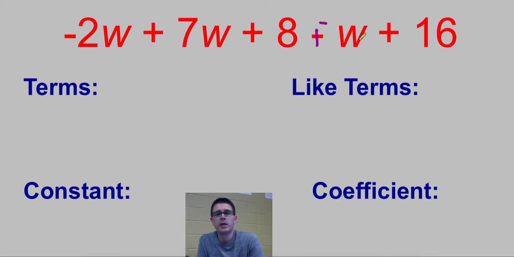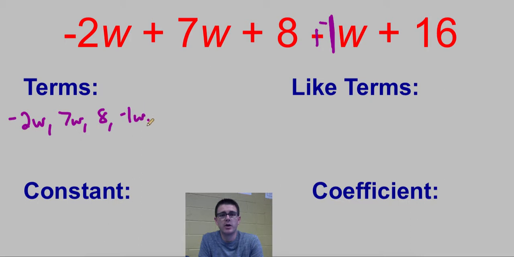And then anytime you have a plain variable, make sure to put in that 1 to remind us that there's one w there. Your terms are just all of your pieces. So negative 2w, 7w, 8, negative 1w, and 16. Your like terms, now you're gathering them based on what they have in common. So in this case, put all of our w's together.